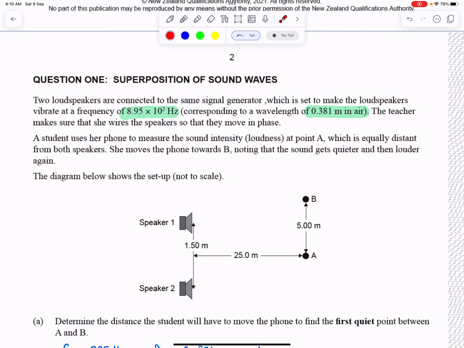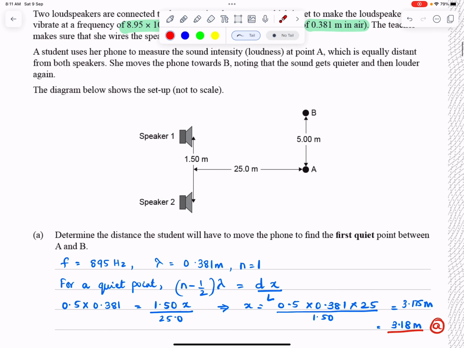Okay, so two loudspeakers are connected to the same signal generator, which is said to make the loudspeakers vibrate at a frequency of 895 Hz, and the corresponding wavelength is 0.381 meters in air. The teacher makes sure that she wires the speakers so that they move in phase. A student uses a phone to measure the sound intensity, which is the loudness, at point A, which is equally distant from both speakers. She moves the phone towards B, noting that the sound gets quieter and then louder again. The diagram below shows the setup.